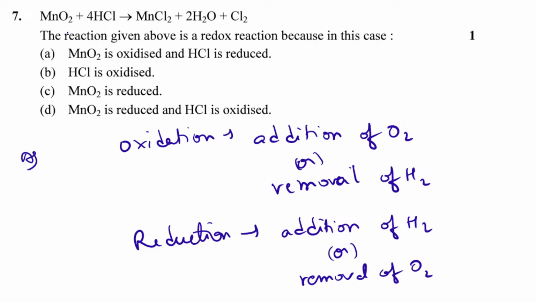Okay, so let's see which is getting reduced and which is oxidized. If you see MnO2, what is happening here? MnO2 has oxygen, so that is getting removed so that it forms MnCl2. So here oxygen is getting removed. Oxygen is removed means reduction.